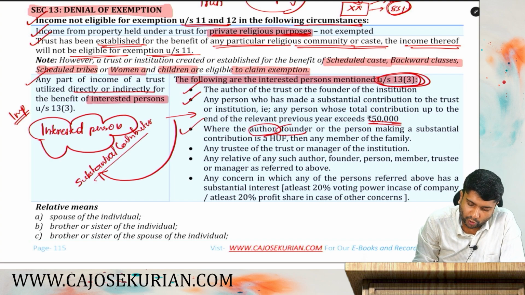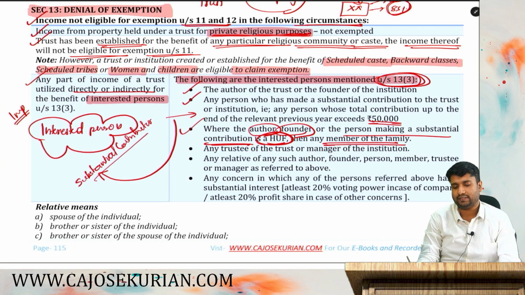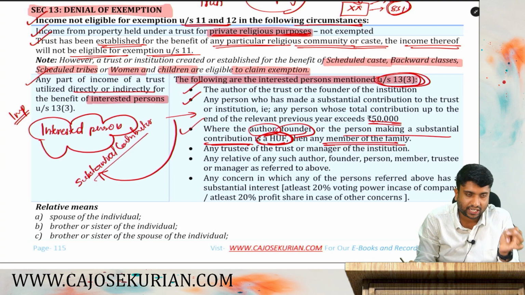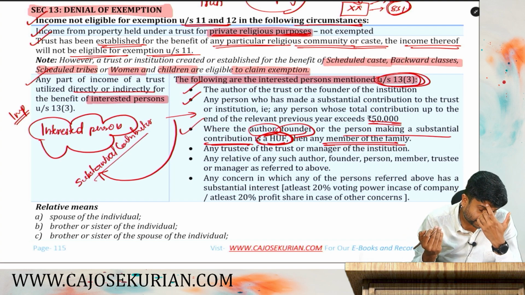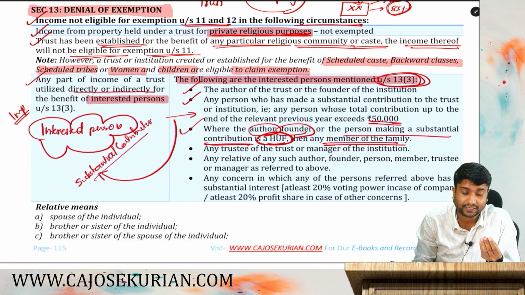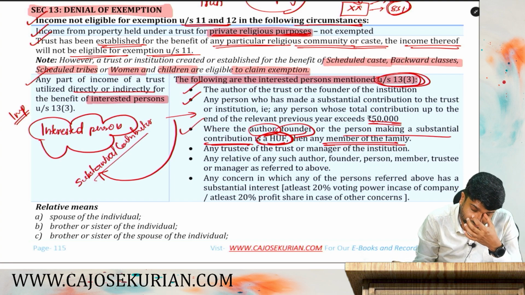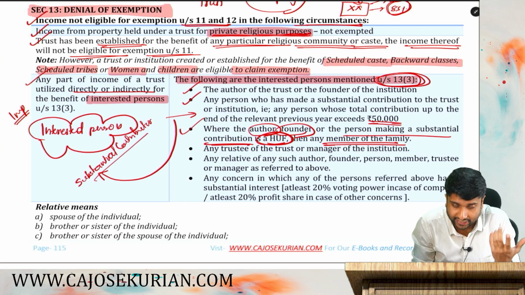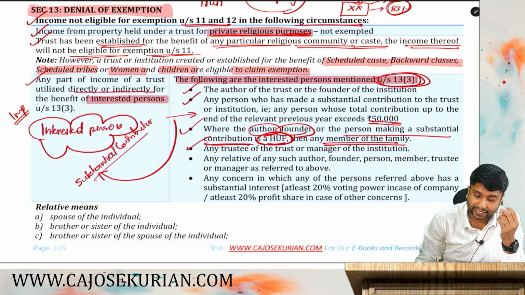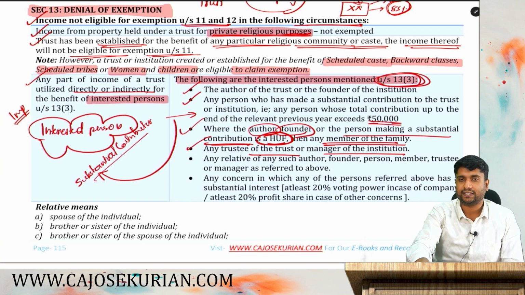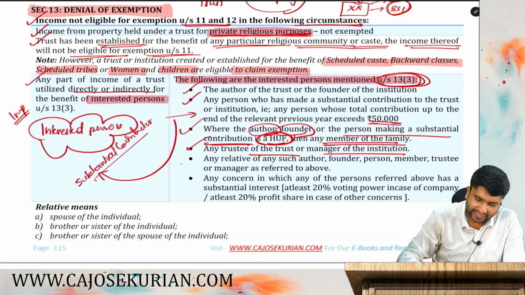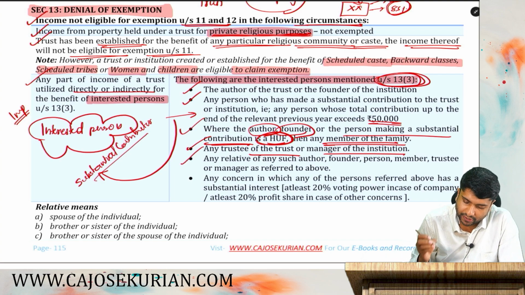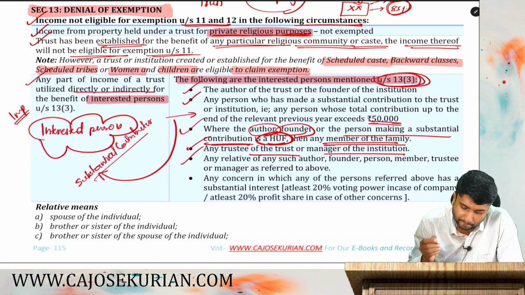Where the author, founder or a person making substantial contribution is an HUF, then any member of the family. Say you are an author, founder or a substantial contributor, and you are an HUF. Any member of the family, if the trust is expending something for the benefit of any member of your family, that also will be considered as an amount expended for the benefit of an interested person. Then any trustee of the trust or manager of the institution. You are a trustee or manager, you will be considered as an interested person. Moving on, any relative of such author, founder, person, member, trustee, manager as referred above.